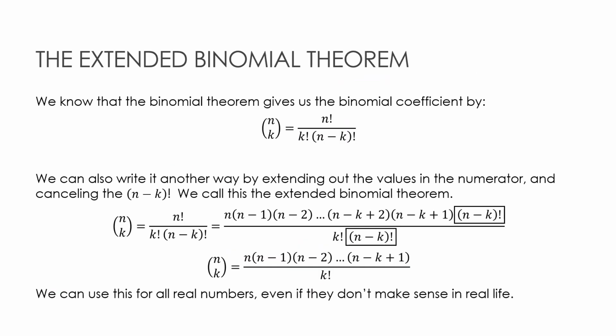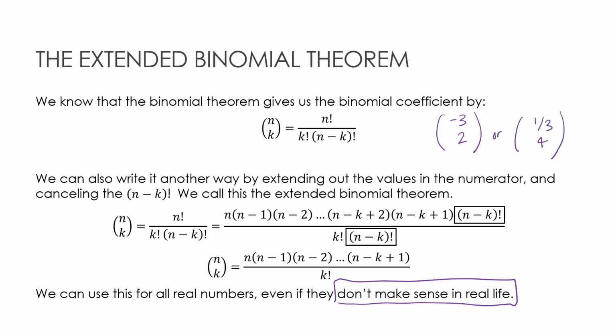What I want to do now is take a look at the same binomial theorem. We're not changing anything, but we are going to write it a little bit differently. It's still the same theorem. And I want to use it for things that maybe don't make sense in real life. So, for instance, if I wanted to choose -3 choose 2 or 1/3 choose 4, those things don't make sense in real life, but you'll see once we get to where we're putting this all together why we need this extended binomial theorem so that we can calculate ideas like this.